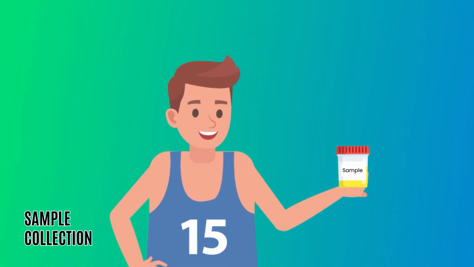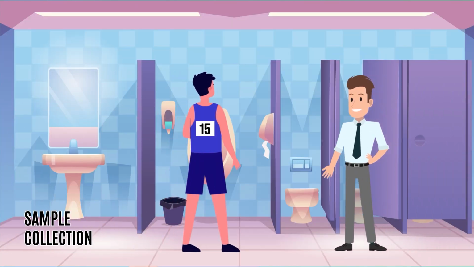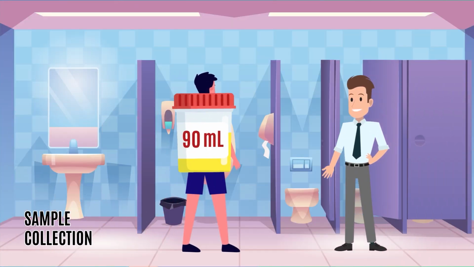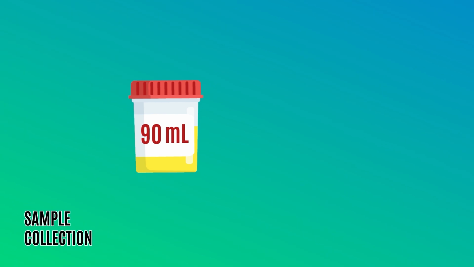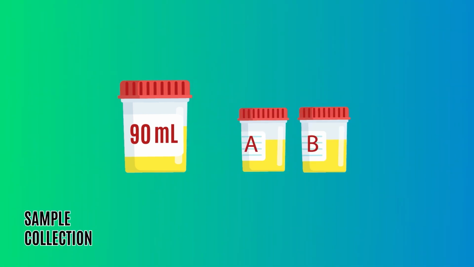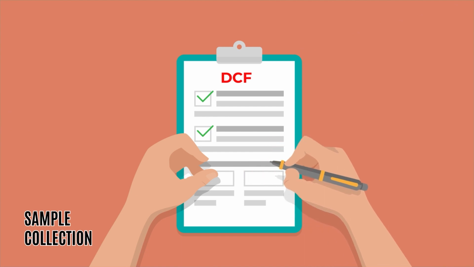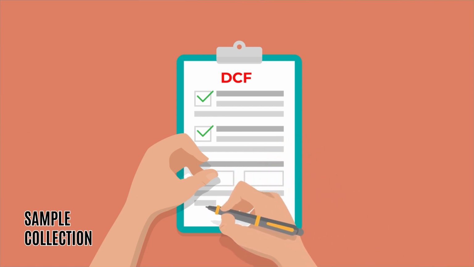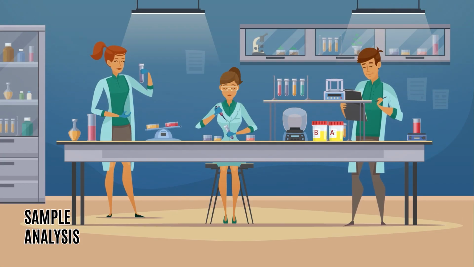The athlete needs to choose the sample container. The athlete provides a urine sample, which must be observed by a same gender officer, and must include a minimum amount of 90 milliliters divided into 2 bottles and seal it. The athlete will ensure that the DCF is filled out correctly. Samples will be sent to a WADA-approved lab.